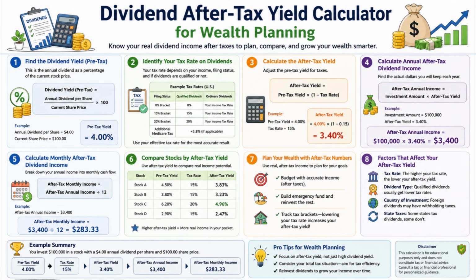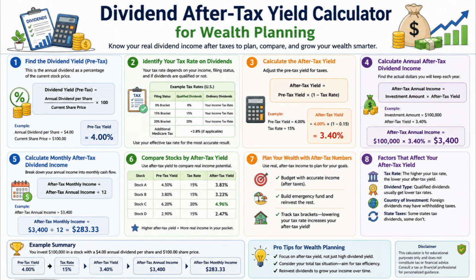For example, if a stock pays $4 in annual dividends and the share price is $100, the pre-tax dividend yield is 4%. Next, identify the tax rate on dividends. Your tax rate may depend on your income level, filing status, and whether the dividends are qualified or ordinary. Therefore, using your effective dividend tax rate gives a more realistic result.